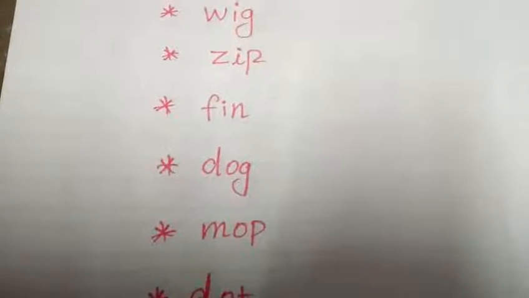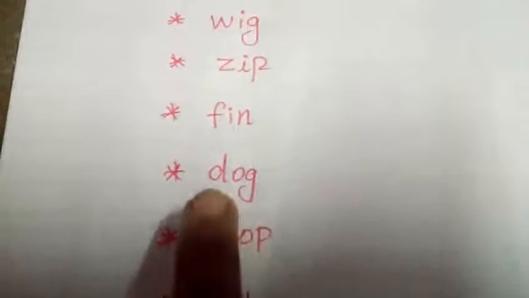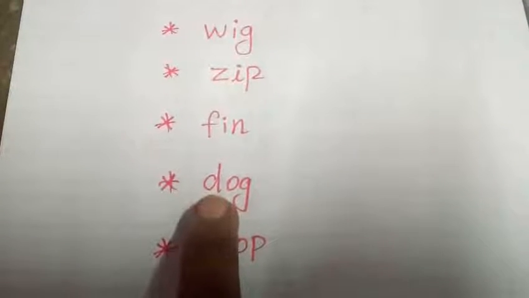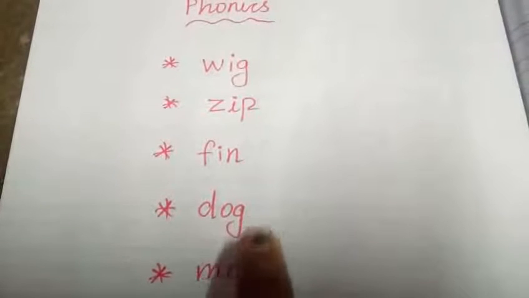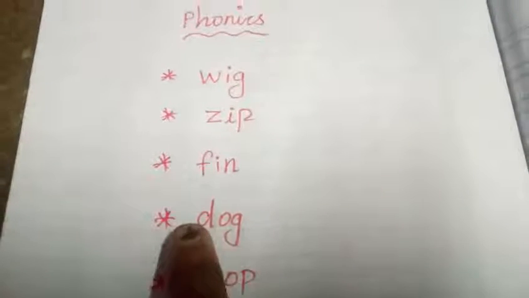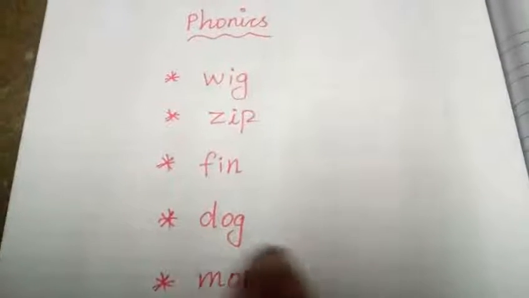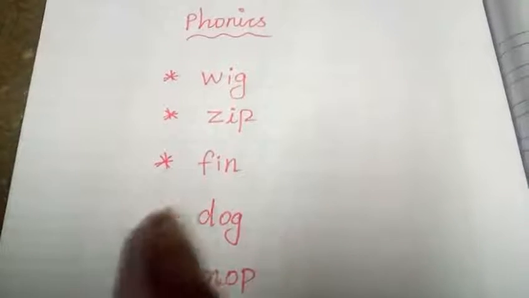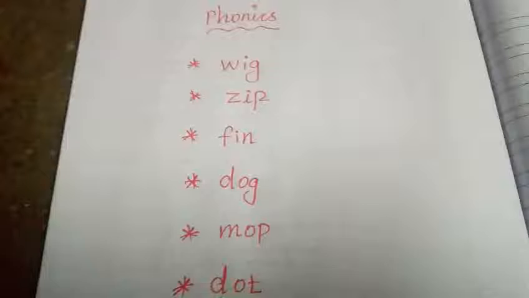Next, do you remember this? What is this word? Beginning sound D, middle sound O, end sound G. D O G. Dog. Next, beginning sound M, middle sound O, end sound B. Mob. You also read along with me, my dear children.